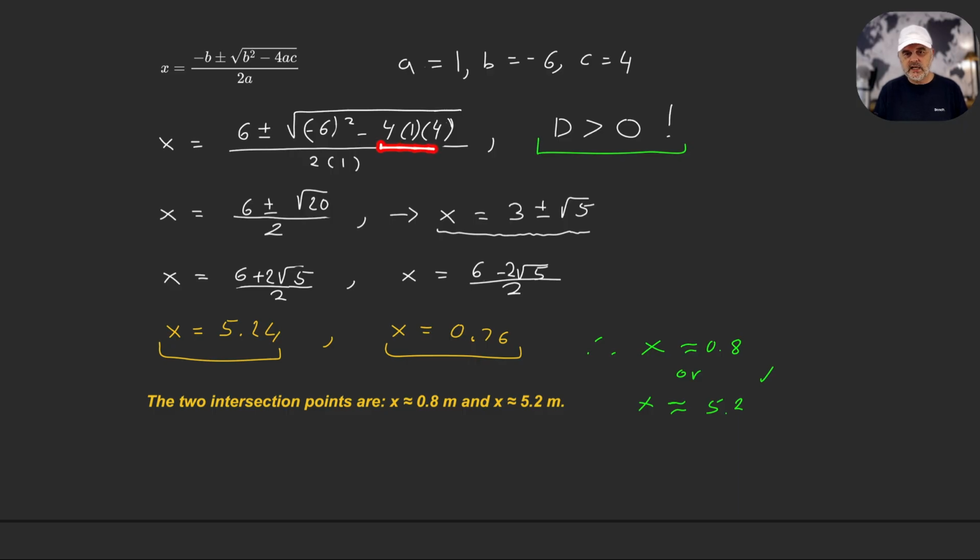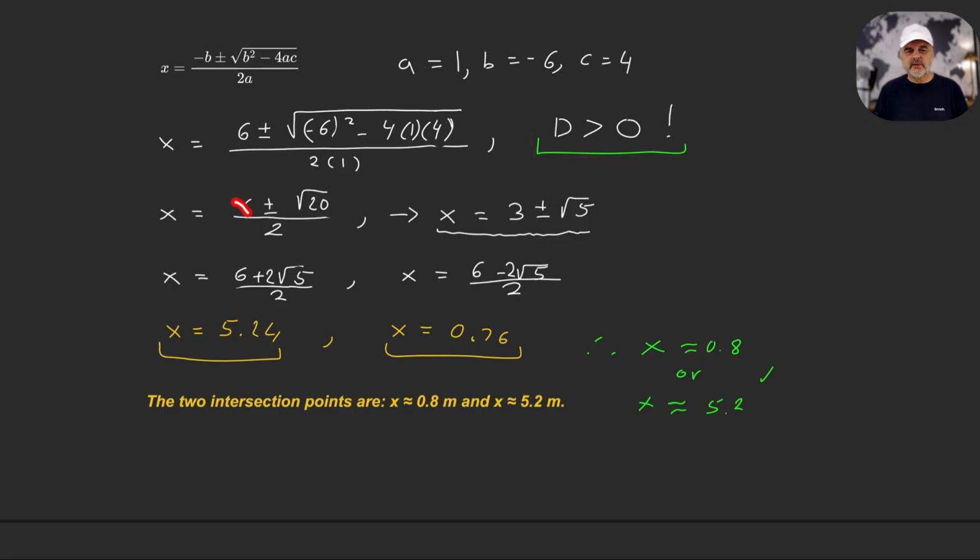-4 times A times C. Amazing. And now we have a square root of 20 as our discriminant. It is positive, so we anticipate 2 solutions, right? Square root 20 is definitely greater than 0.